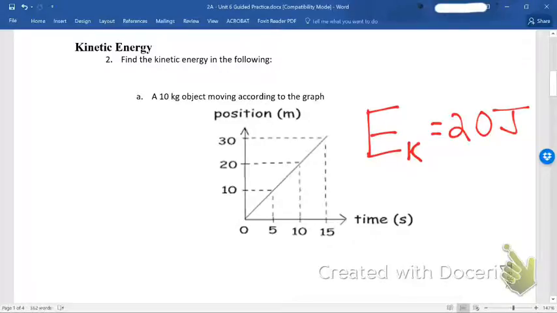And for the last part here, if you work this out, a 10 kilogram object moving according to the graph, and we're given a position versus time graph, we're going to have to do a couple steps here, but if you show all your work and you come up with an answer of 20 joules, you should feel confident.